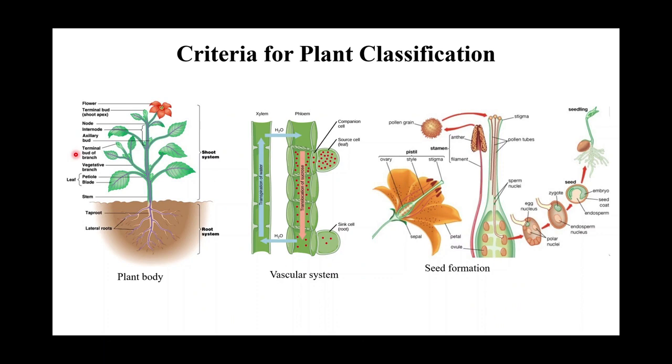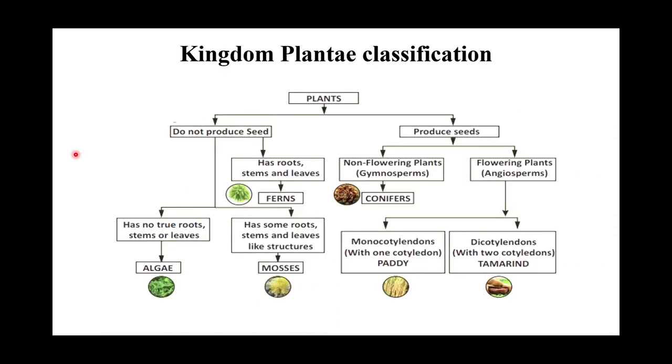Now, moving on to plant classification, which is again a very, very vast kingdom which has multiple organisms. So you need to divide them further. So what characteristics do you use? You use plant body, you use vascular system, whether they have xylem and phloem or both or single, and seed formation. So how are the seeds? First of all, seeds are formed, yes, but is there fruit formation? If the seed is formed, are they naked? Are they winged? What type of seeds are formed? So this is a broad classification of plants.